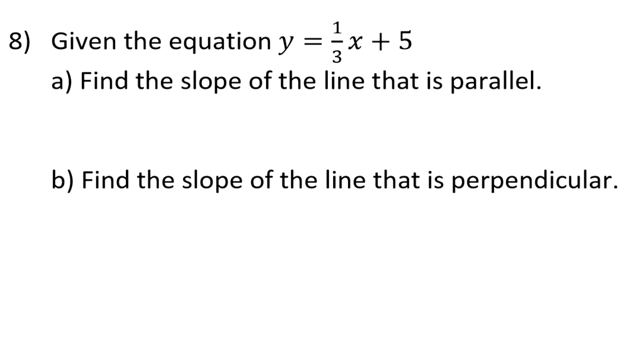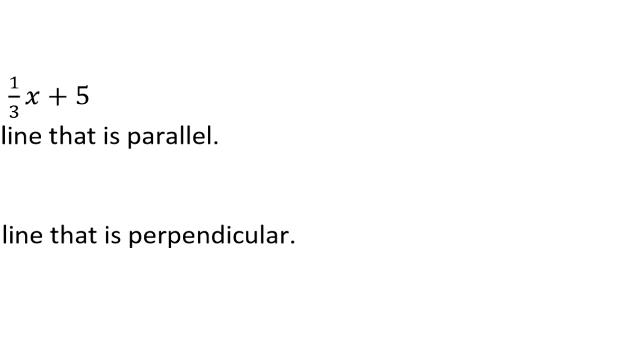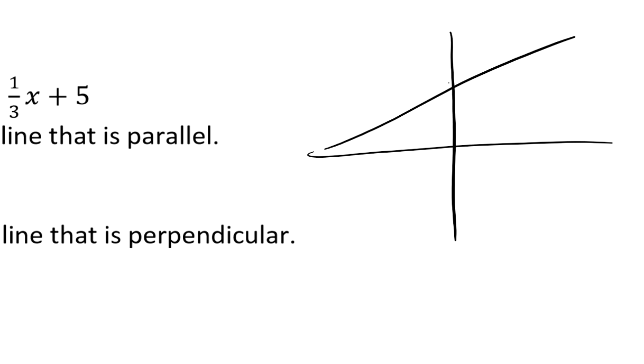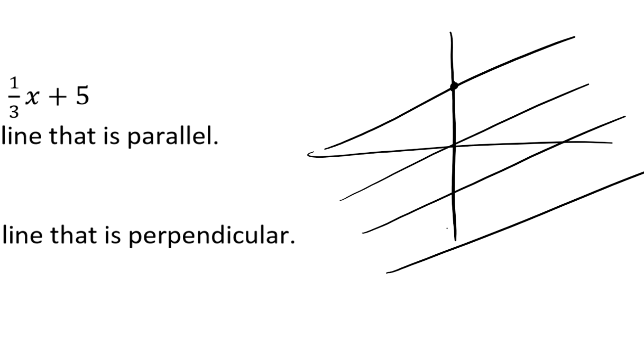So given the equation y equals 1/3 x plus 5, what would be the slope of a line that is parallel to that line? So again, you can imagine somewhere on the Cartesian coordinate plane, there's this line 1/3 x plus 5, right? And I'm wondering what would be the slope of any line that is parallel to that line.